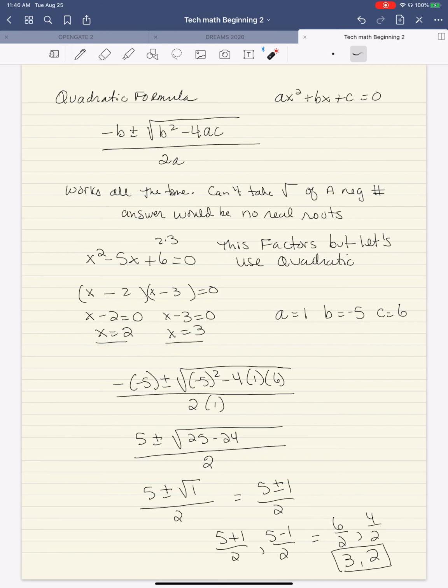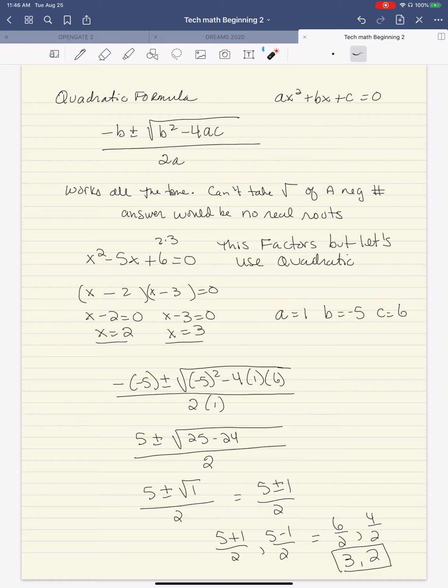But now let's try it using the quadratic. First thing I want to do is find my a, b, and c. A is the coefficient in front of x squared, so that's a 1. B is the coefficient in front of x, that's a minus 5. C is the constant term, that's a positive 6. Make sure everything is on the left side, just like when factoring, and it's set equal to 0 before you get your a, b, and c.